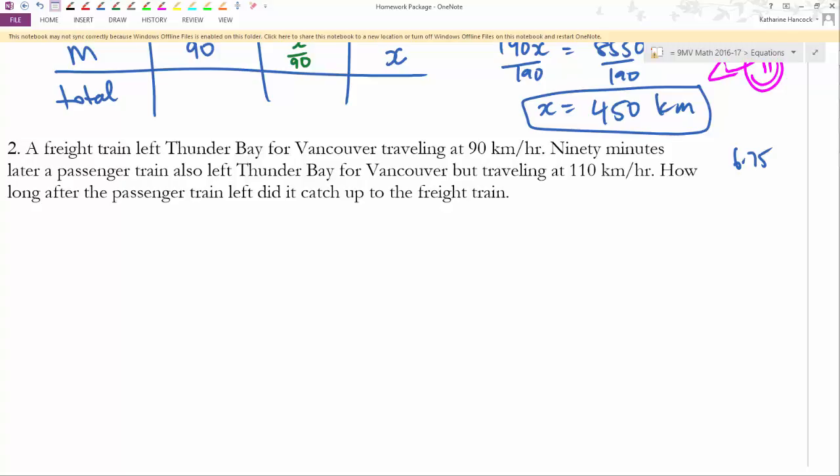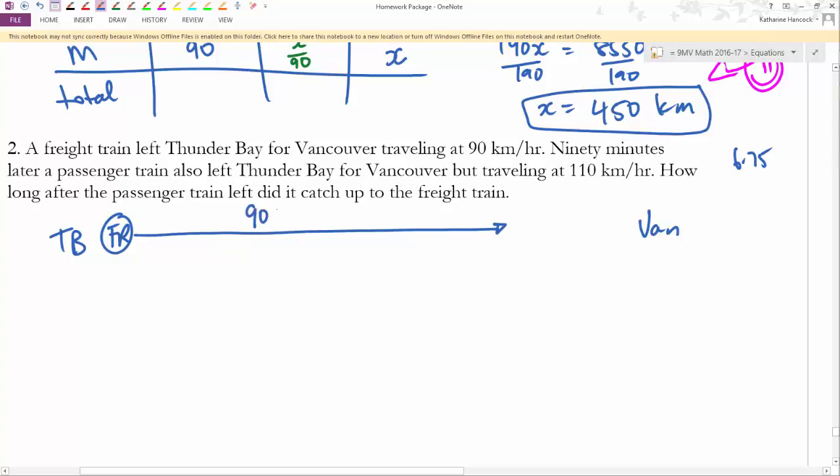Okay, so in this question, we've got Thunder Bay and we're heading towards Vancouver. So I've got the freight train and it is traveling at 90 kilometers an hour. 90 minutes later, the passenger train also left Thunder Bay but traveled faster. Let's do that in green. The passenger train is traveling at 110 kilometers an hour.